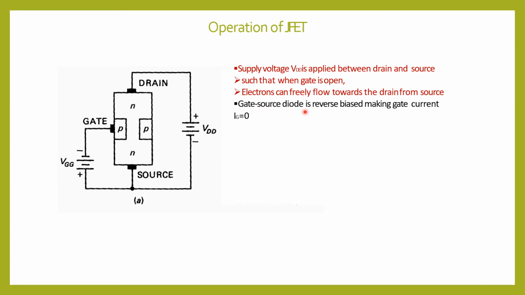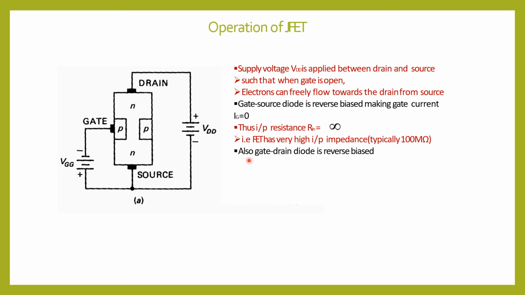The gate source diode is reverse biased. You can see that the gate, which is the P-type region, is connected to the negative terminal of the battery, and the source, which is N-type, is connected to the positive terminal of the battery. So the gate source diode is reverse biased, making the gate current Ig equal to 0. Hence the input resistance, which we denote as Rin, will be infinite. That is, the FET has a very high impedance, typically of 100 mega ohms.